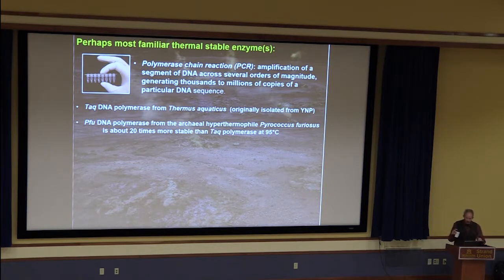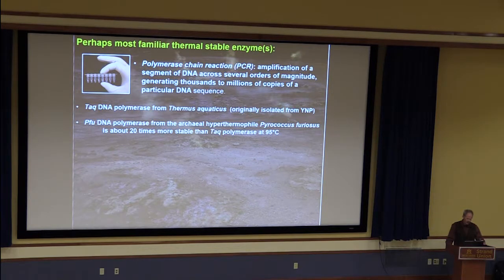There's other technologies that have evolved since then as well. But amplification, we would not be where we are if it hadn't been for the application of high temperature polymerases. The original one, Taq DNA polymerase, came from Thermus aquaticus, originally isolated from Yellowstone. And now there's a lot of different types of polymerases, but they all come from thermophiles, or those are the ones that have been most applicable in the molecular biotechnology areas.